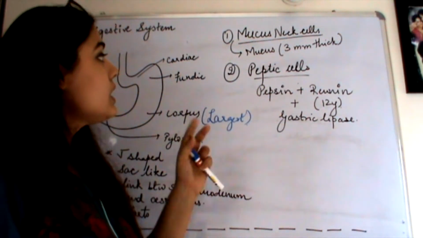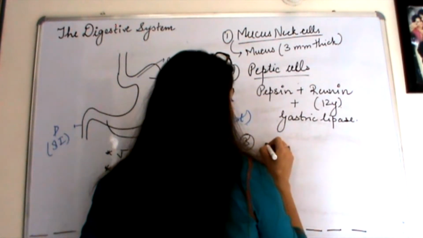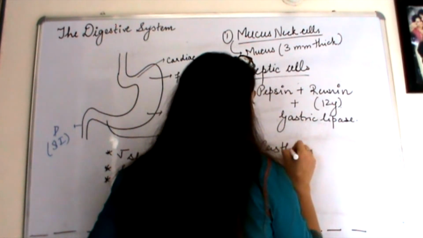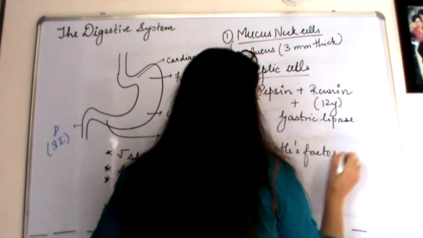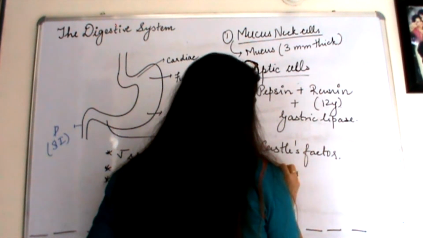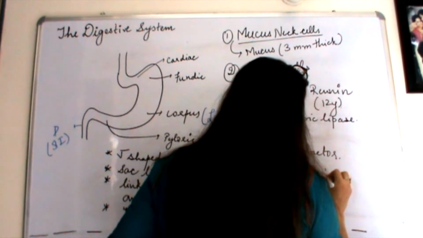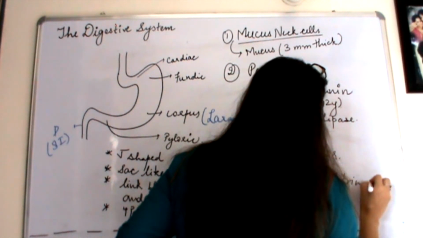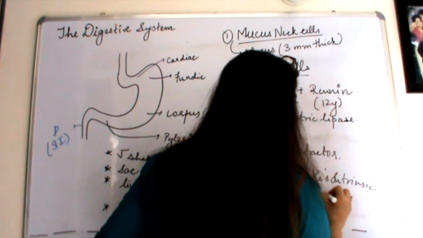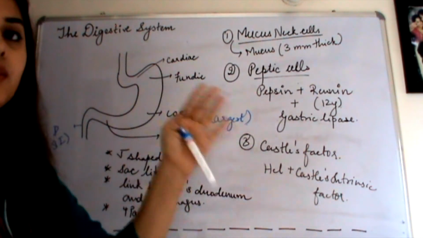Right? So next, these are the 2 we have done. The last is the G cells, the factor. This is known as the HCl plus the G cells intrinsic factor. So these are the 3 types of cells which are present.